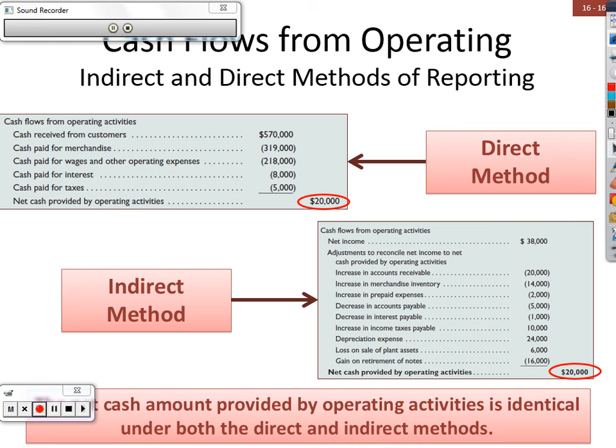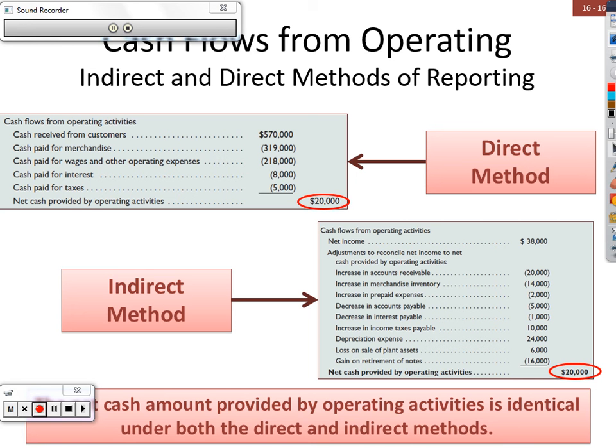Indirect method is going to utilize what? What do you see on there? Here, net income. You didn't need that here. So they started off with net income and then they made adjustments to it. In other words, they looked under operating activities to see exactly how everything either increased or decreased so that they could subtract that ultimately from net income.